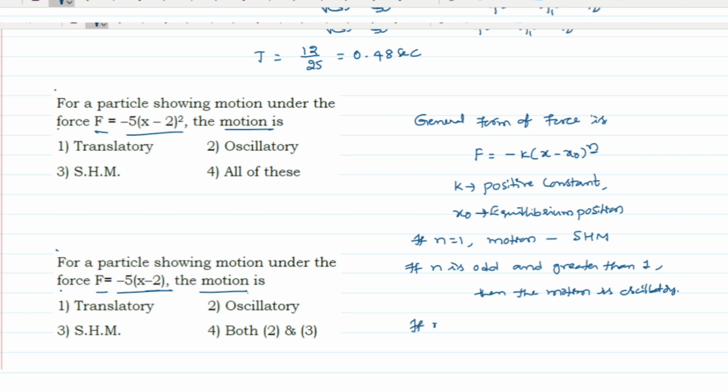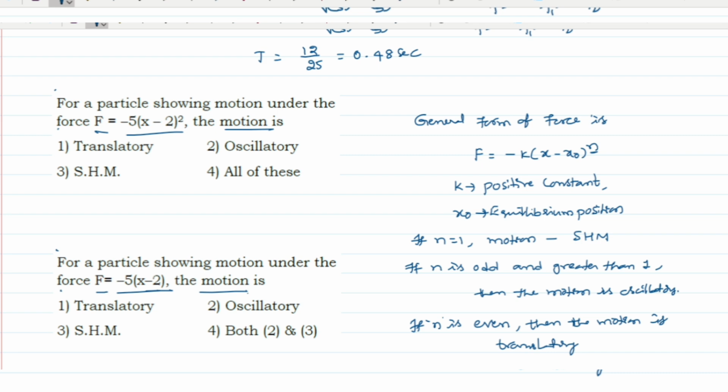And if n is an even number, then the motion is translatory. Translatory. So look at these questions here.